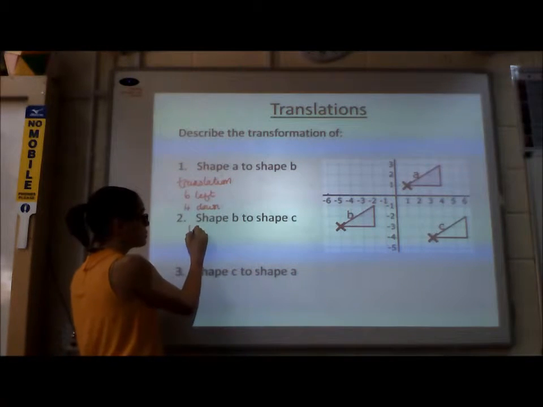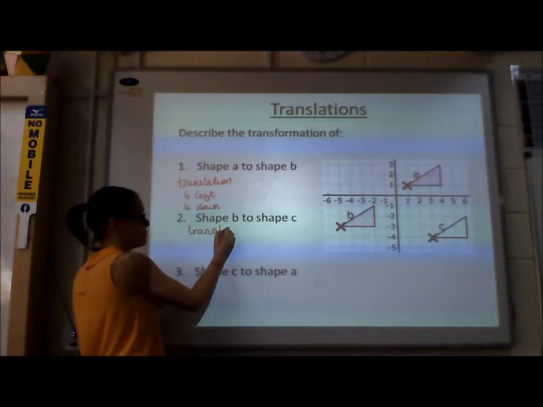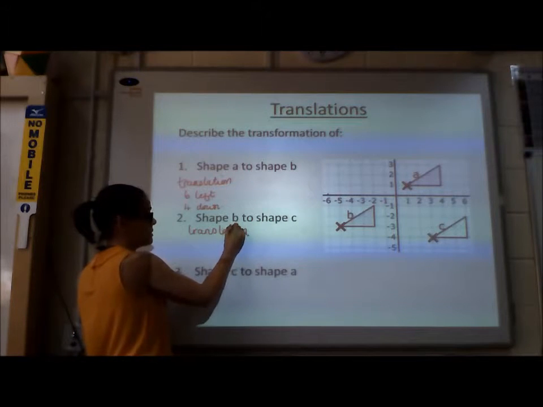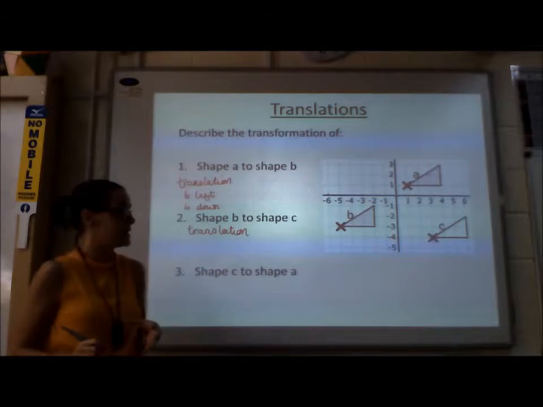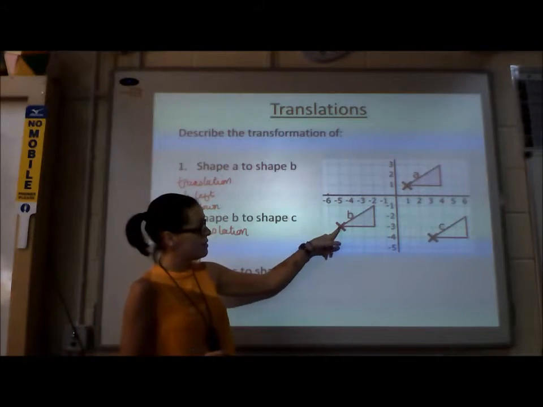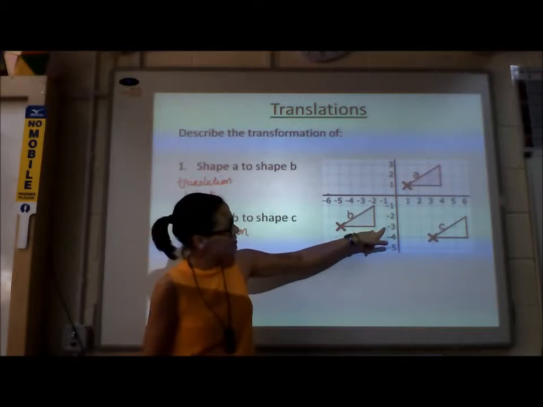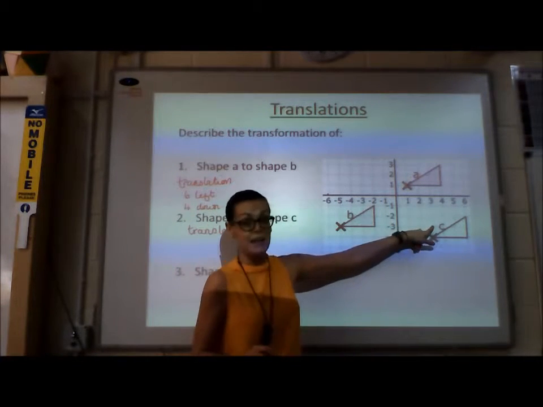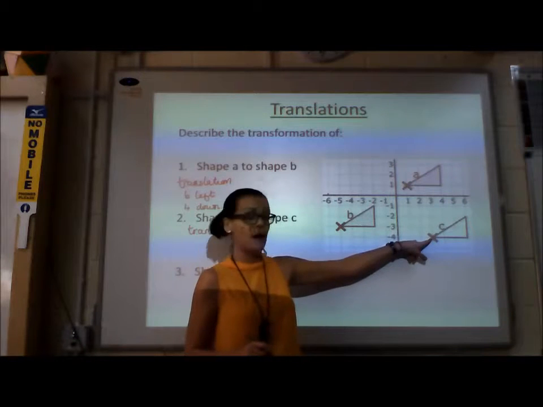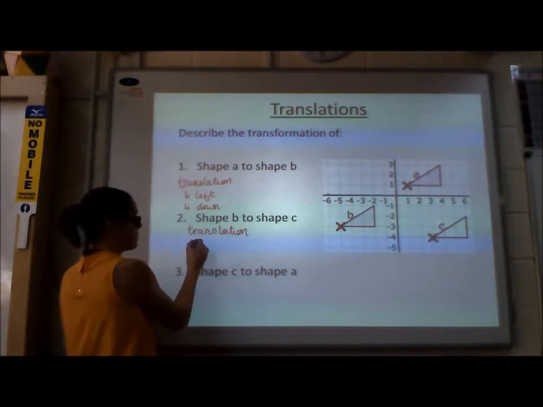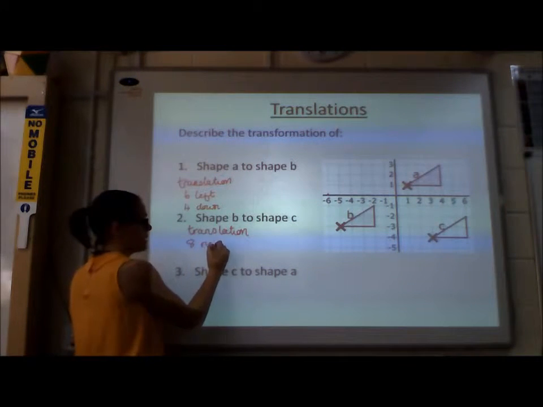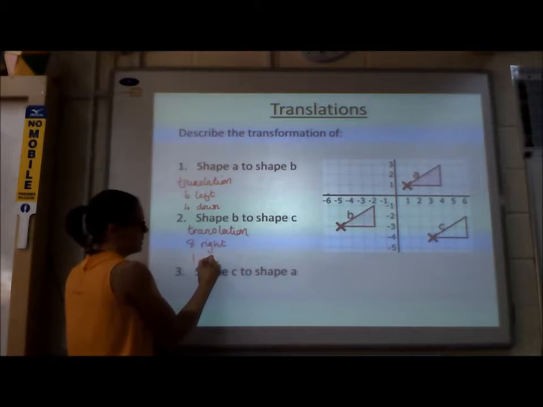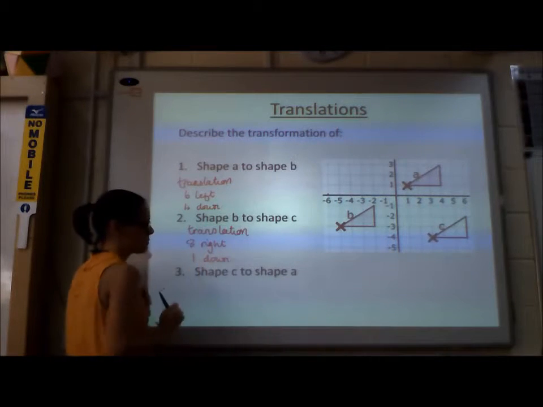Okay, to get me from shape B to shape C, it's a translation again, so make sure you write the word. Don't assume the examiner knows it's a translation. Give me the word. So I'm translating it, and this time I'm going 1, 2, 3, 4, 5, 6, 7, 8 to the right and 1 down. So I can write that in words if I want. I'm going 8 units to the right and 1 unit down.